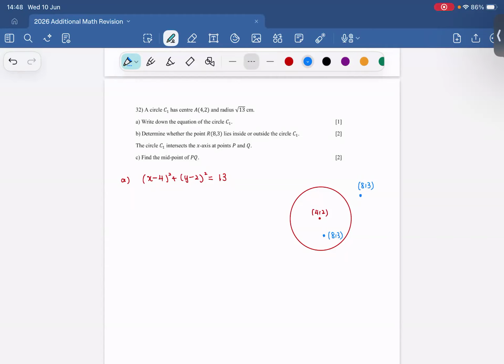Okay, what you need to do, you just find the distance of these two. We know that the radius of the circle is square root 13. So if the distance is less than square root 13, it means it's inside the circle. If the distance is more than square root 13, it means it's outside the circle. So can you use your distance formula to find the length of the 2 points? Then from there, you will be able to determine whether it is inside or outside the circle.